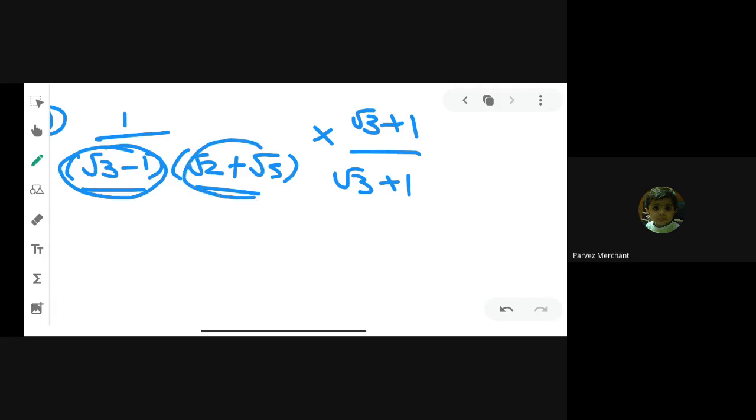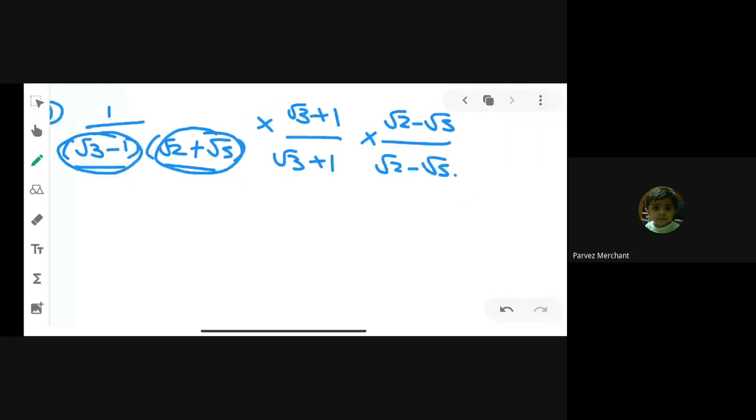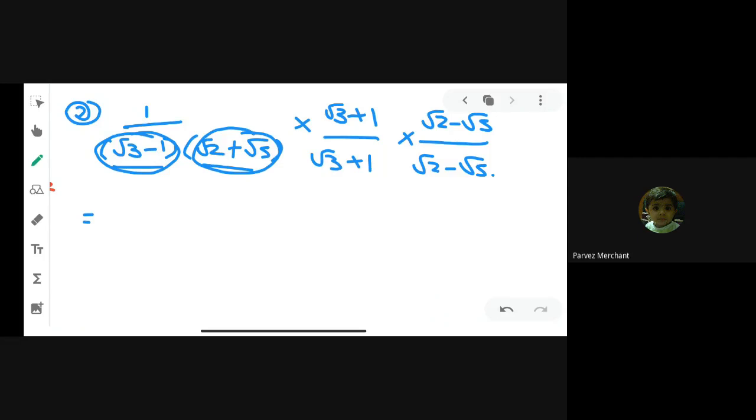Now we are doing the conjugate of root 2 plus root 5. So its conjugate means we are changing the sign of the second term, root 2 minus root 5. Now you can see in the numerator, root 3 plus 1, and the second term, root 2 minus root 5, we are writing as it is.